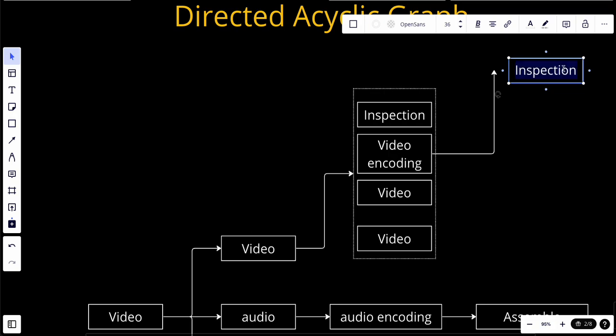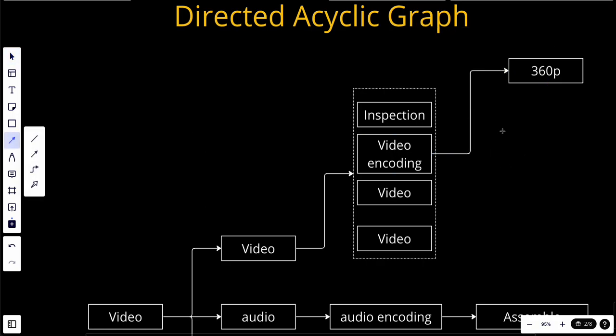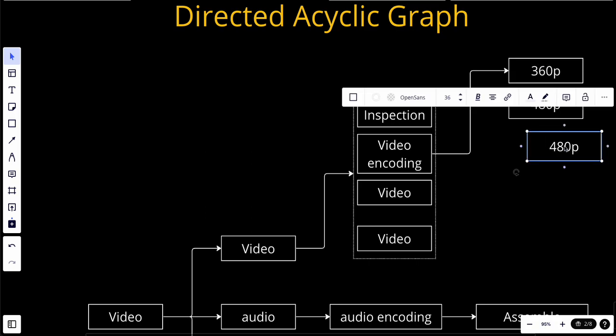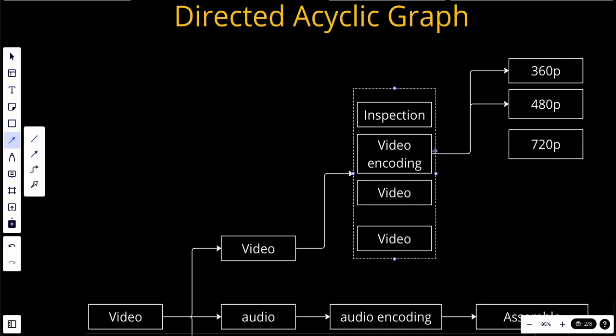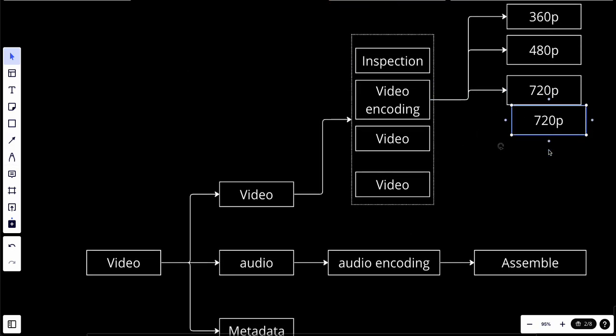Maybe we have the encoding resolution be, for example, 360p. And maybe we can also have 480p. Maybe you can go to 720p, and so on and so forth. And maybe you can go up to 4K, but let's just assume that we put all of that already. It's good to have all the information that we need.